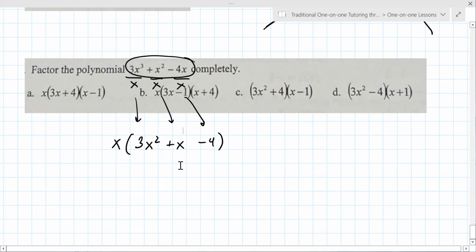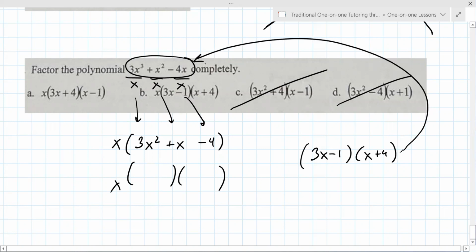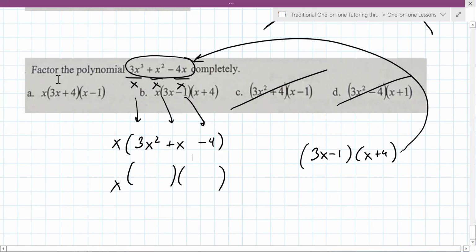Now, because it's multiple choice, I think you can see that this boils into something. Hopefully you see that there's got to be an x on the outside, so it's either A or B. And what I would tell you to do is to FOIL 3x minus 1 times x plus 4. FOIL that and see if it gets you back to this one. And if that one doesn't work, then it must be the other one. And we're doing this because it's multiple choice.